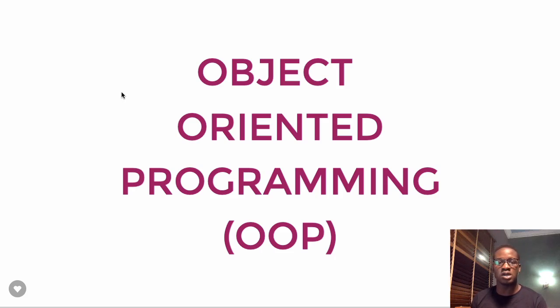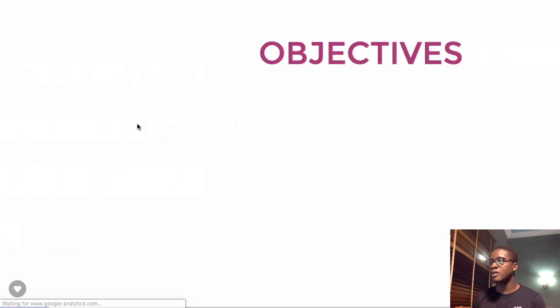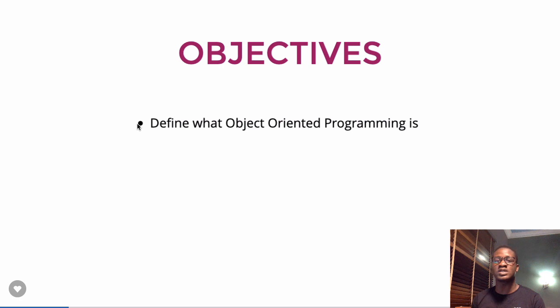We're still on our Python programming series, and in this section we're going to be looking at object-oriented programming. Let's go further to see what we're going to get out of this course. In our previous sections in this series, we've looked at functions, dictionaries, and other data types.